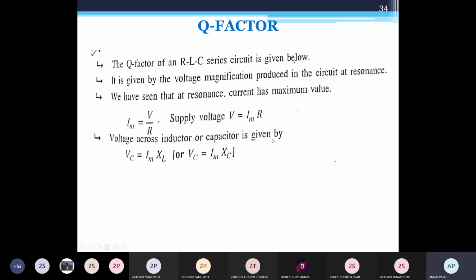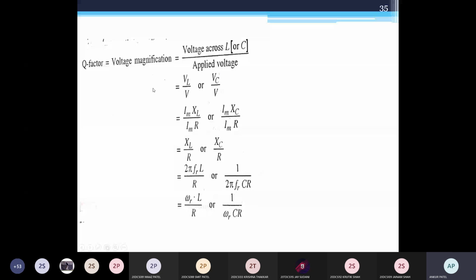The voltage across the inductor or capacitor is given by VL equal to Im into XL, or VC equal to Im into XC. So voltage magnification is nothing but the voltage across L or C divided by the applied voltage. So the Q factor is nothing but voltage magnification, the ratio of the voltage across the inductor or capacitor to the applied voltage. We can write this as VL by V or VC by V.